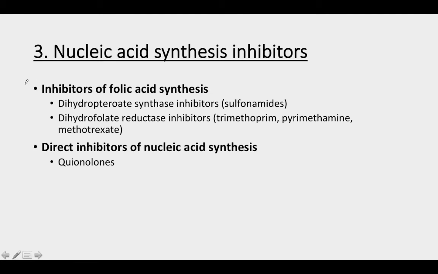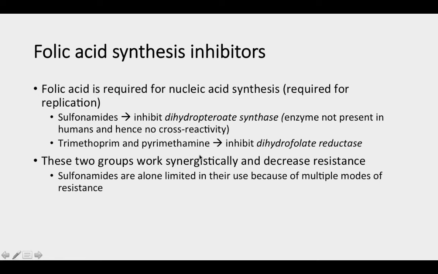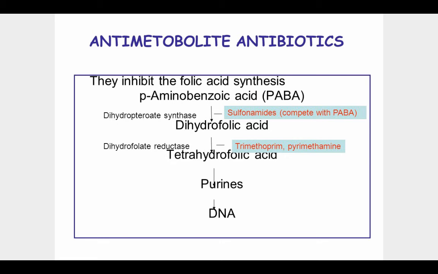Now, within that group of nucleic acid synthesis inhibitors, there's two main classes of drugs. There's the drug class that inhibits the synthesis of folic acid, and there's the drug class that inhibits the synthesis of the nucleic acid directly, right? And let's get into this because this is quite a meaty topic. I'm going to actually come back to this slide and show you this. This is actually a simplified pathway for the production of folic acid, okay?